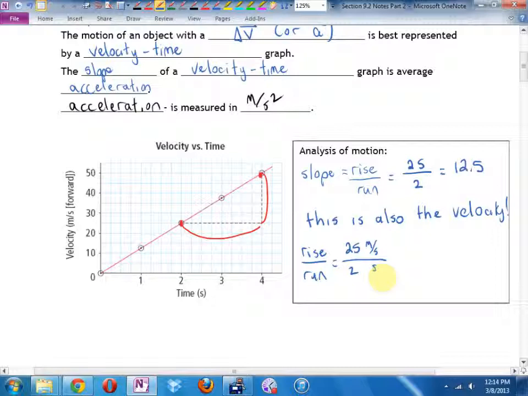In fact, in Physics 12, that's how I teach my kids to memorize every graph. We don't memorize them. So you want to know what a graph is? Divide the y units by the x units. That tells you the slope.